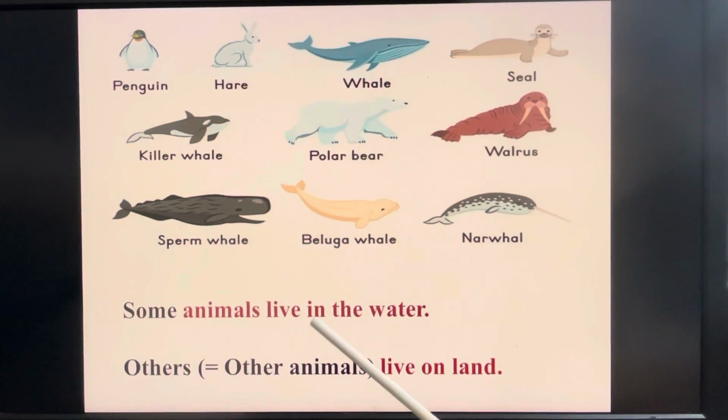Some animals live in the water. Others means other animals live on land. 第二个句子可以只写 others， 不用再写出 other animals.